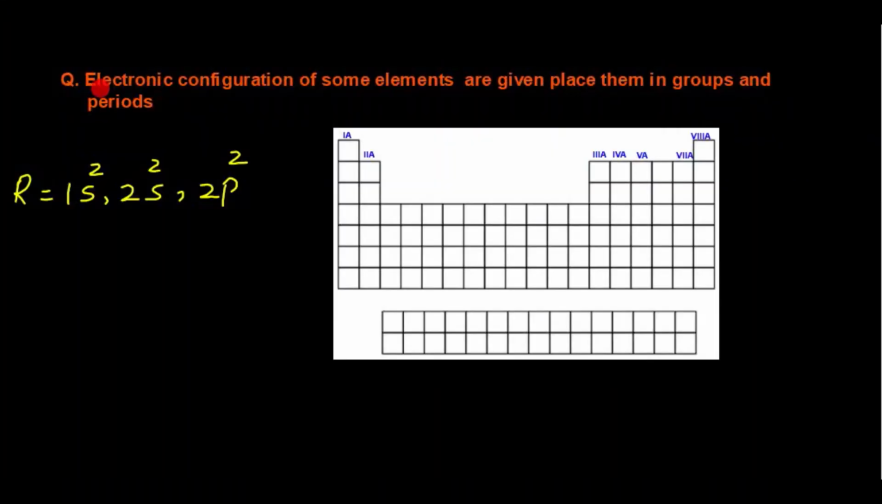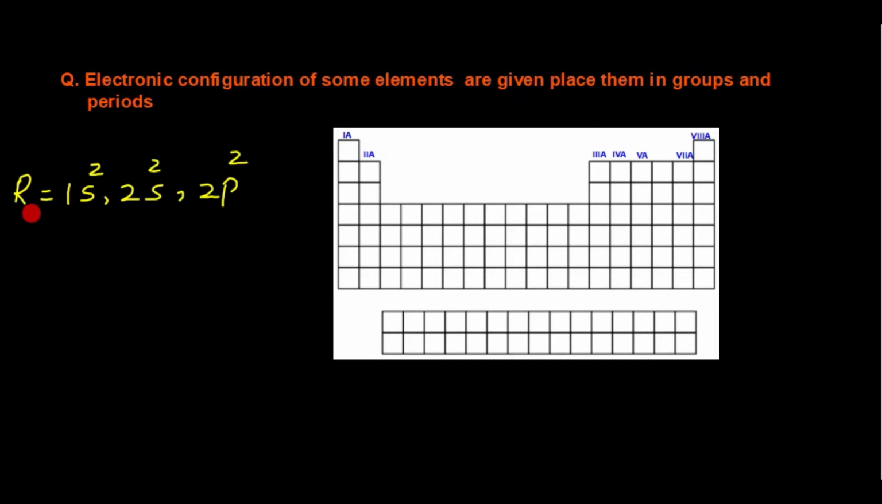In this video we will solve a question. Let's see what question is given. Electronic configuration of some elements are given. Place them in groups and periods. We are given electronic configuration of some elements and we are asked to place them in groups and periods.